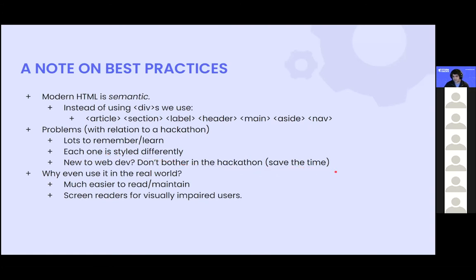Yeah, so you just save some time in a hackathon. But why do we use them in the real world? If you're curious, there's two reasons. One is that they are much easier to maintain for developers. Instead of looking for a div, you can look for nav, and that's where your nav work is. And also screen readers have a really easy time going through websites that have these semantic tags. They can look around and skip around very quickly for visually impaired users.